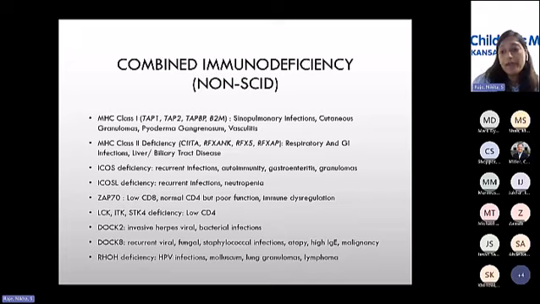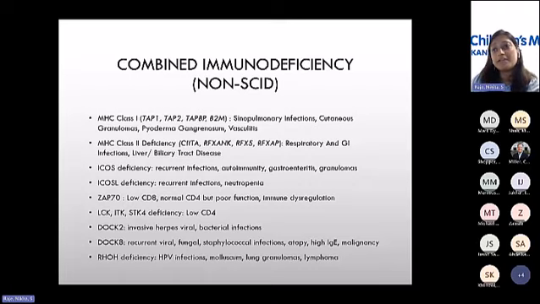There's a long list of combined immunodeficiency syndromes. Can't go into all of those, but remember that there are lots that don't cause SCID, but can cause significant T cell defect, along with causing B cell functional impairment as well. Class 1 MHC defect is one of them. It gives rise to patients having recurrent sinopulmonary infections, and they can have granulomas, pyoderma gangrenosum, and vasculitis.